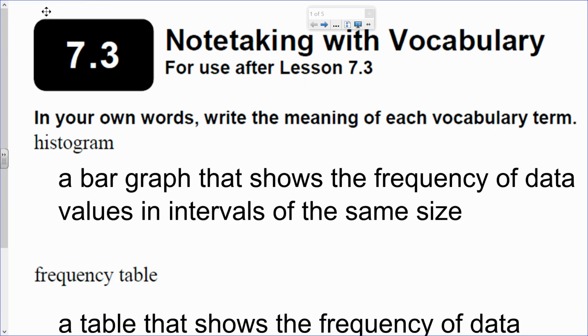Let's define our second word. So a histogram, we made that yesterday. Remember with the gas prices, the bar graph? We did one already. We already know what a histogram is. It's that. There's a definition. You already did one. Now there's a definition.